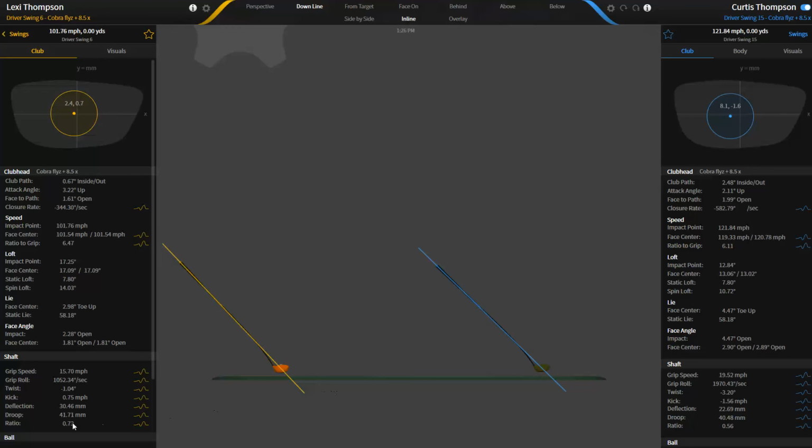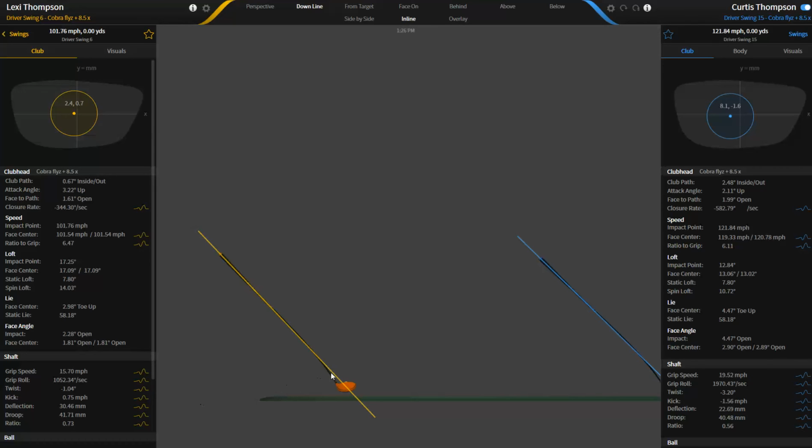Again, we're going to do another video here on shaft. This is the sixth out of seven videos we're doing, and it's on shaft droop. Shaft droop is basically the amount in millimeters that the shaft is drooping down, or at the top of the backswing, it'll be the opposite way, and that would be shown in negative.